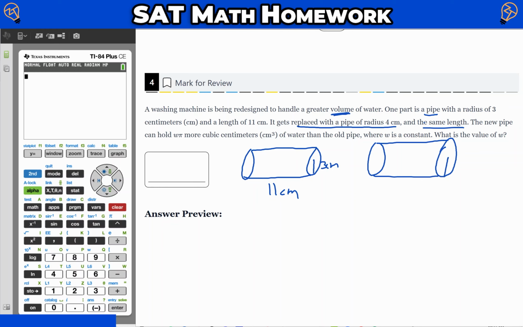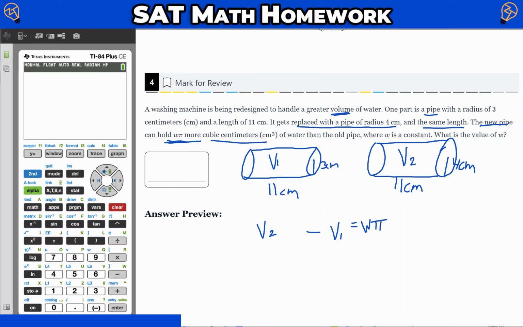Obviously, it doesn't have to be to scale. As long as we get the numbers right, that's what matters. So 4 centimeters and then the same length, in other words, 11 centimeters. Now it says the new pipe, the larger one, can hold this much more in cubic centimeters. So in other words, when we subtract the volume of this second one minus the volume of the first one, the smaller one, the difference between them is going to be W pi.